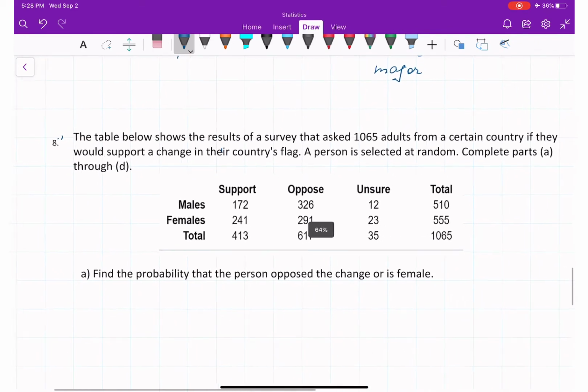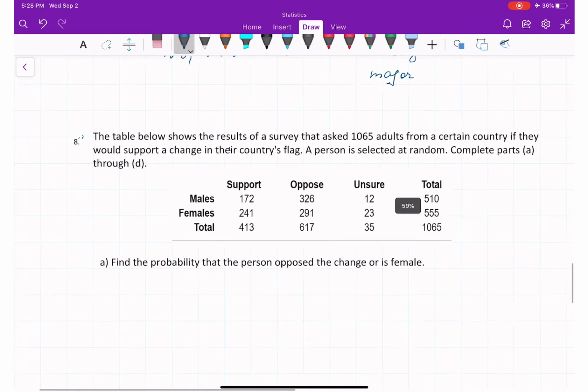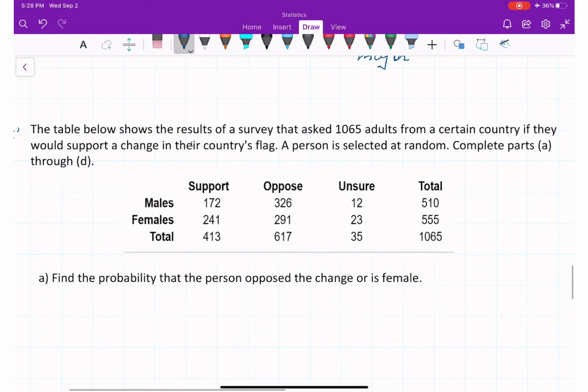Okay. Approaching the last question. Let's take care of this one. The table below shows the result of a survey that asked 1065, it's right here, adults from a certain country if they would support a change in their country's flag. A person is selected at random. Complete A through D. Okay, we are patiently going to answer all 4 questions.